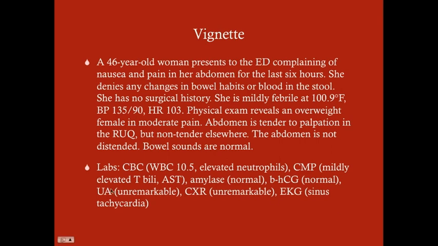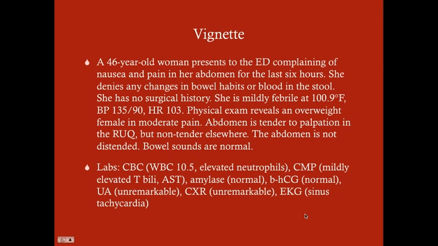So a beta HCG and a UA are pretty much women only. And then an EKG, you may or may not go with this. In an older patient, always get an EKG when you're having right upper quadrant pain, because we're always concerned about MI, but it's optional, really, in a patient with right upper quadrant pain who's younger.